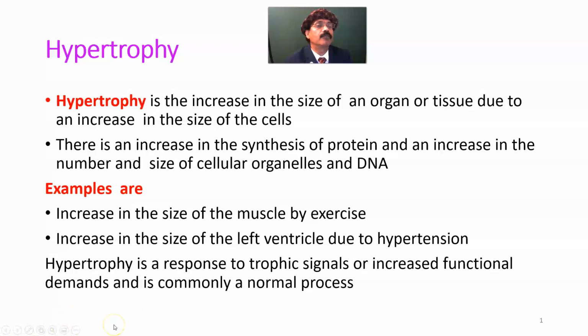In case of aortic stenosis, there is a stenosed condition, or aortic incompetence. The flow of blood from the left ventricle to the ascending aorta is impaired. Also in case of incompetence, blood will come back again to the left ventricle. So as a whole, the action of the left ventricle is increased. That's why there will be compensatory left ventricular hypertrophy. Hypertrophy is the response to tropic signals or increased functional demands and is commonly a normal process.